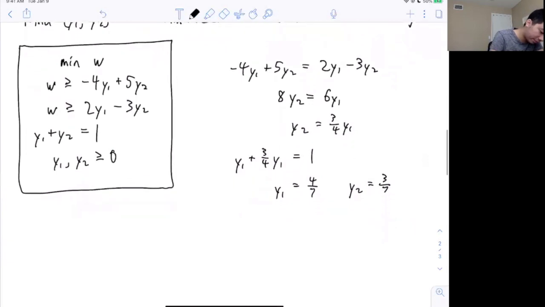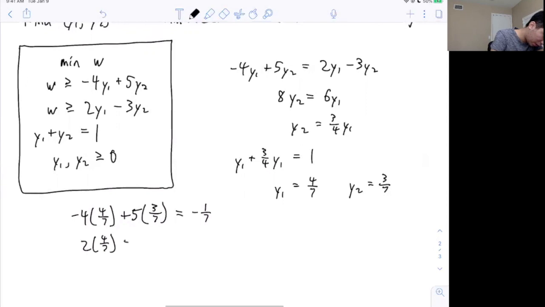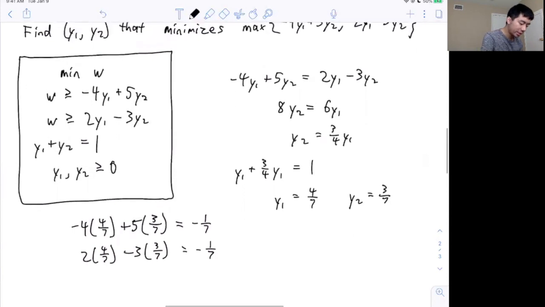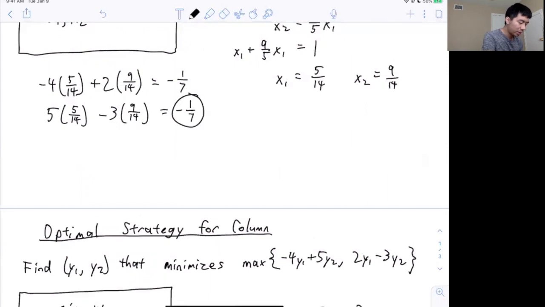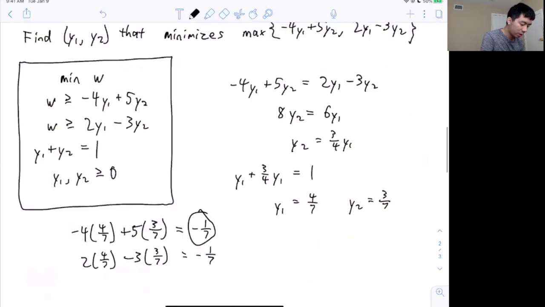So now the expected value here would be negative 4 times 4/7 plus 5 times 3/7. That is going to equal negative 1/7, and 2 times 4/7 minus 3 times 3/7 also equals negative 1/7. So this holds. As you can see, we got the same expected value, negative 1/7, no matter whether the row player went first or the column player went first.